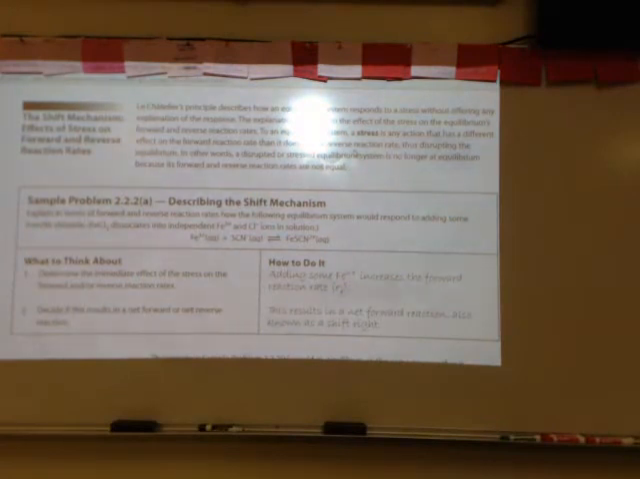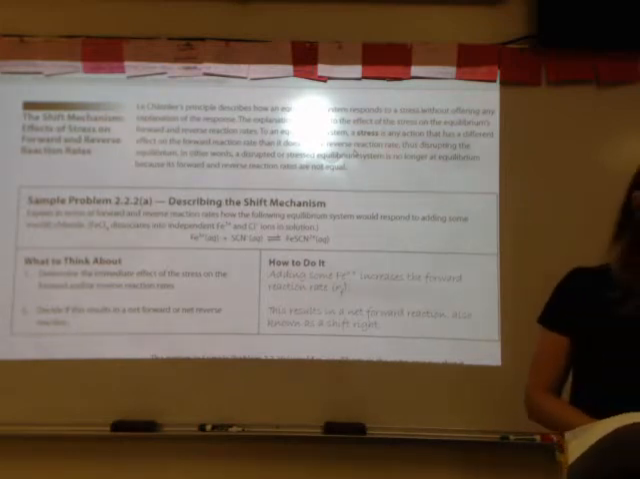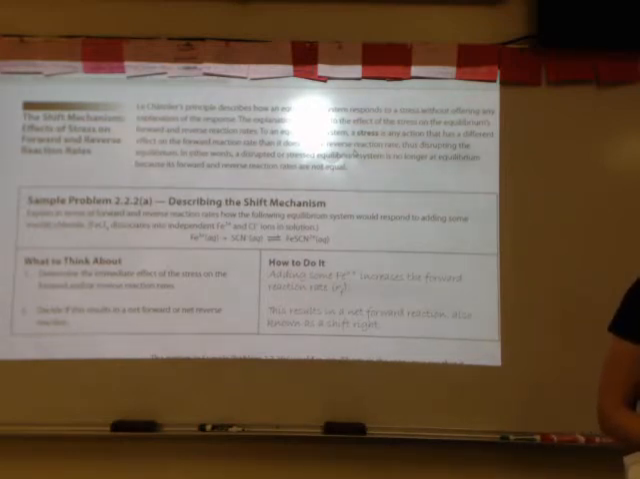Let's talk about the shift mechanism: the effects of stress on forward and reverse reaction rates. A stress is any action that has a different effect on the forward reaction rate than it does on the reverse reaction rate. Disrupting equilibrium is going to occur, so that means that the forward and the reverse reaction rates won't be equal.